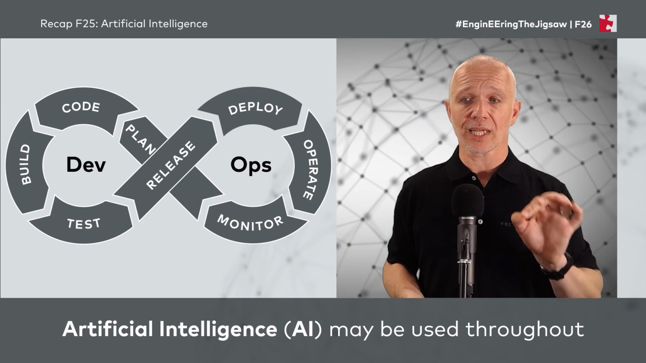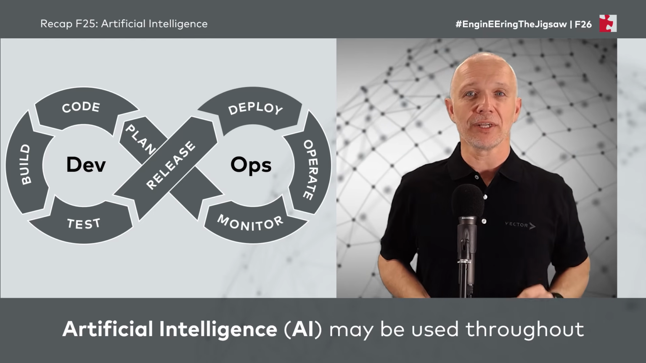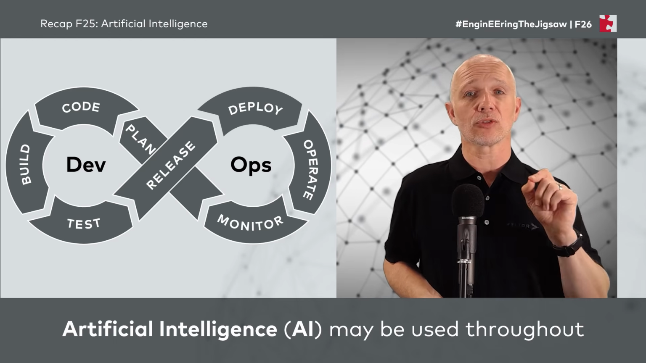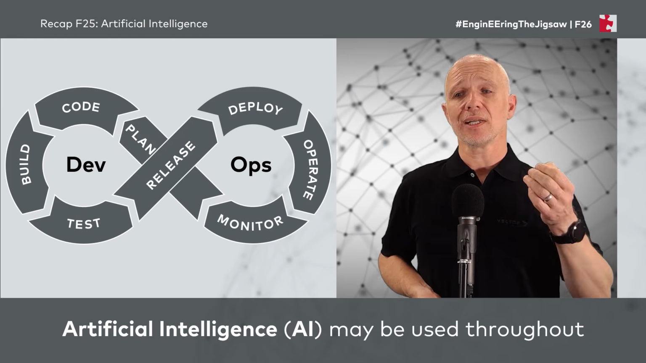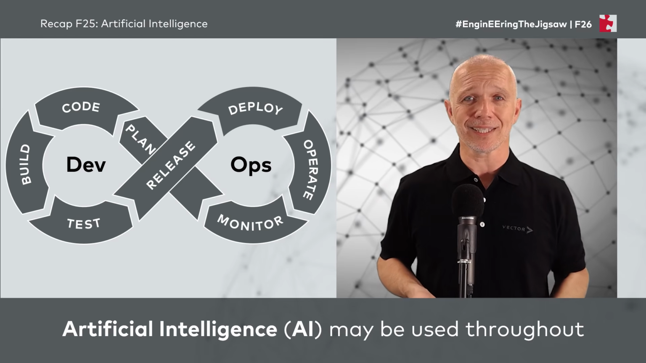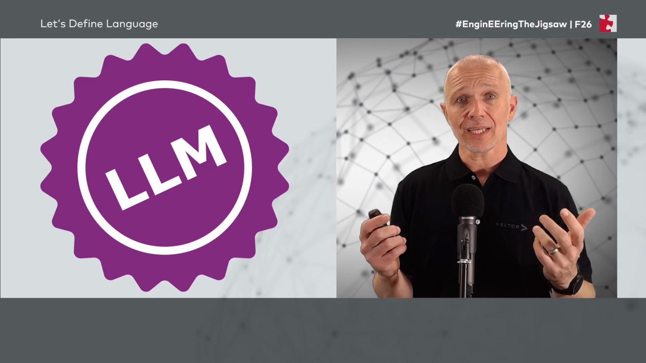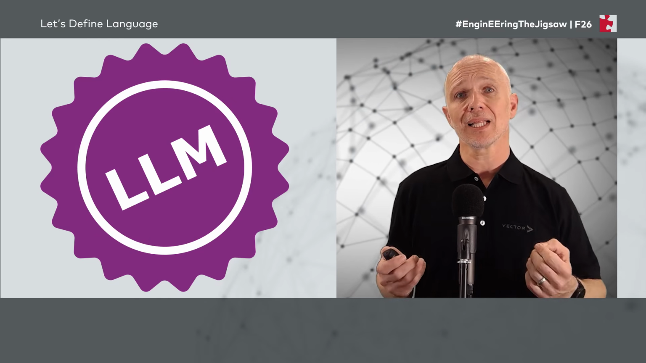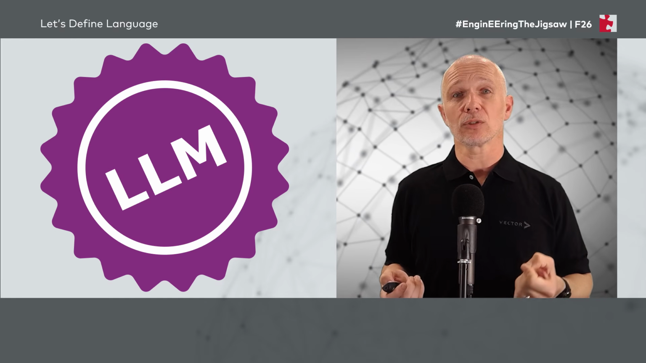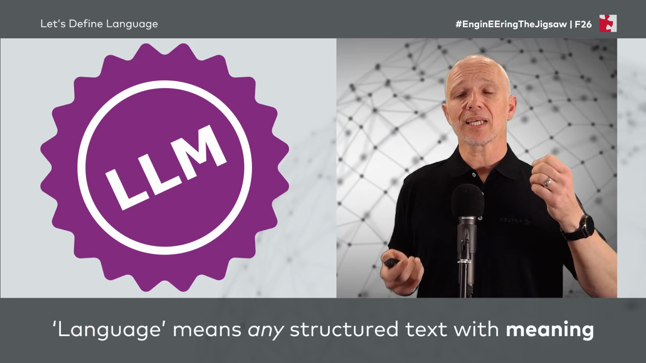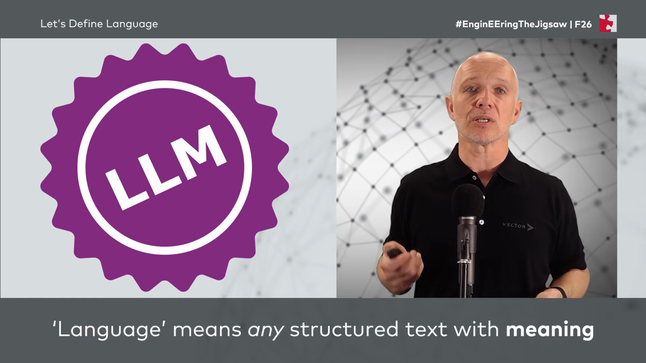In the case of large language models, we can break that name down a bit, just like we did at the start of Engineering the Jigsaw when we described an ECU, or electronic control unit. So we'll approach this by first looking at language, then models, and then how the two come together. So let's define language. Language, when we talk about an LLM, a large language model, does not only mean emails or chatting. It means any structured text with meaning. Let's explain that with some examples.